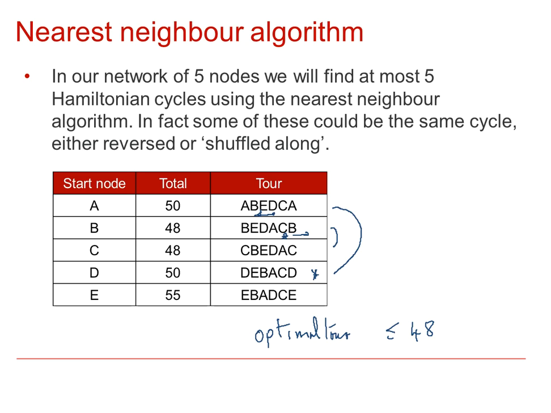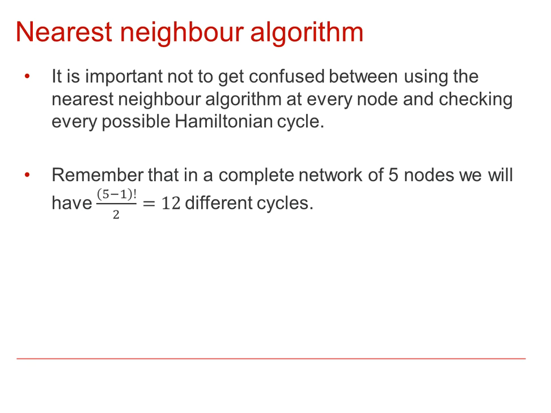Now it's very important that you understand that we haven't checked every single possible Hamiltonian cycle. So remember, if we had 5 vertices, then we have 4 factorial over 2 different cycles. So there are in fact 12 of them, and we've only found 3, wasn't it, because we had some that were repeated.